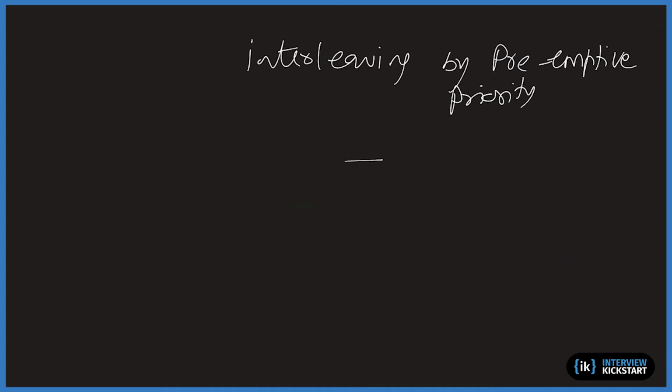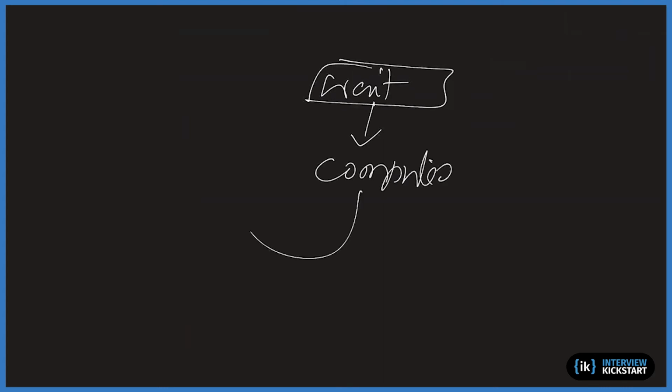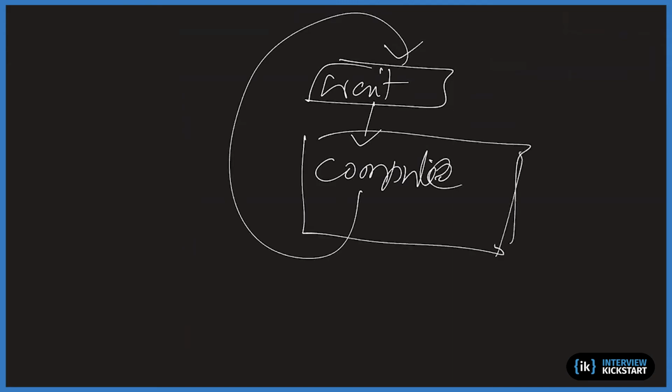Now, you can also do it in an alternate way, which is what is called the run to completion model. This is an alternative to preemptive priority. What it means is that we talked about waiting for an event, and then computing, and then going back to wait. Now think of this compute. We don't know how long it will take. It may be a small computation, it may be a large computation.